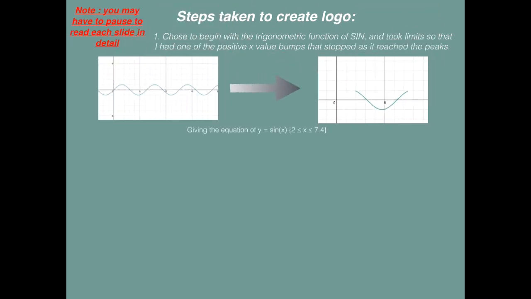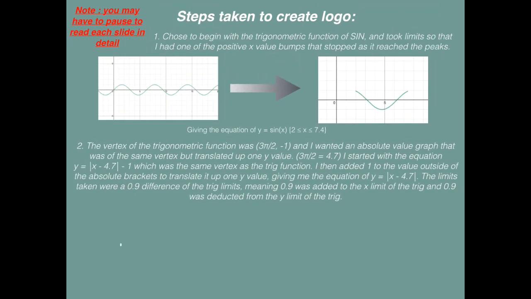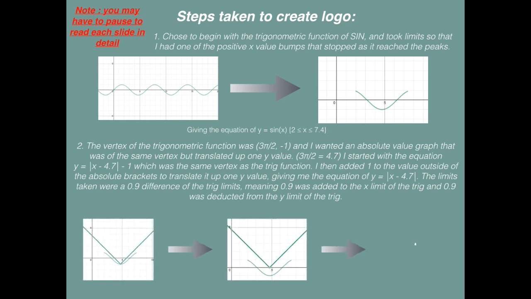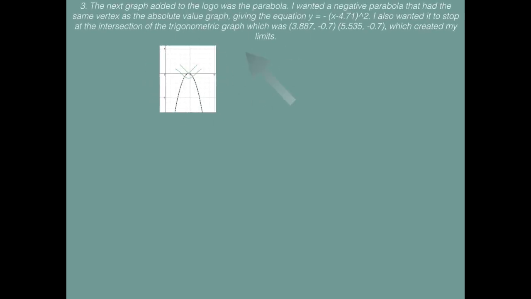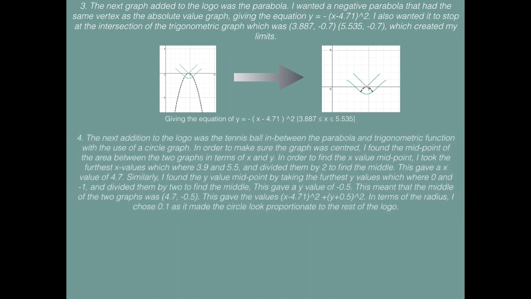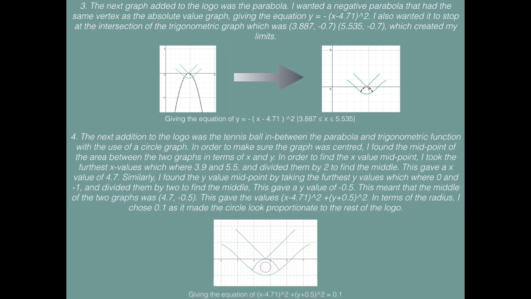The first step was that I started with a trigonometric graph of sin and gave limits at each of the peaks. The second was the addition of an absolute value graph with the same vertex but translated up one value. The third step was the addition of a negative parabola that has the same vertex and limits at the intersections. Step 4 was the addition of the circle for the tennis ball, where I found the centre of the area between the graphs as explained on the screen, and made it the centre of the circle.